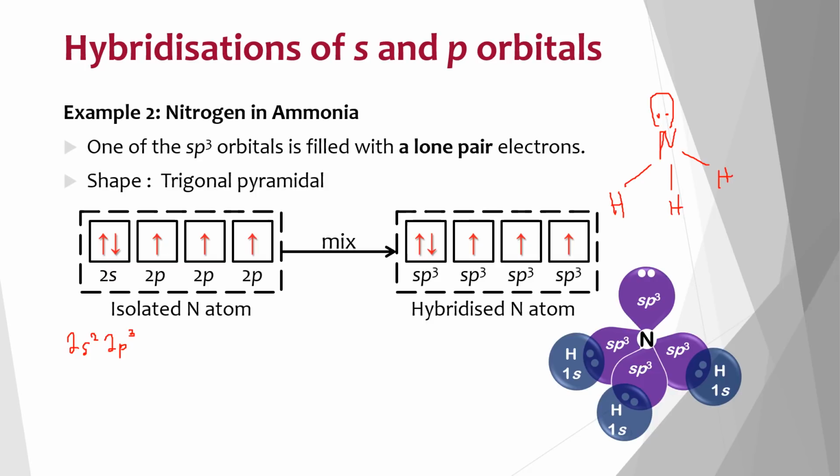In an unhybridized state, the configuration is 2s2 and 2p3. For this unhybridized state of nitrogen, the hybridized state of nitrogen will be the same as its unhybridized state.